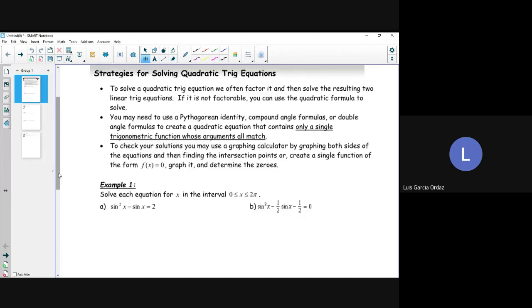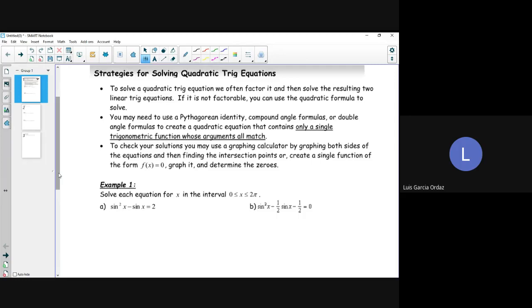Yes, if you have a trig equation that can't be factored, you can use the quadratic formula. You just have to use a let statement so that you don't confuse yourself. You may need to use the Pythagorean identity, compound angle formulas, or double angle formulas to create a quadratic equation that contains only a single trig function whose arguments all match.